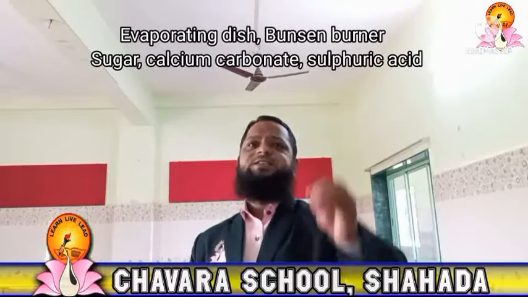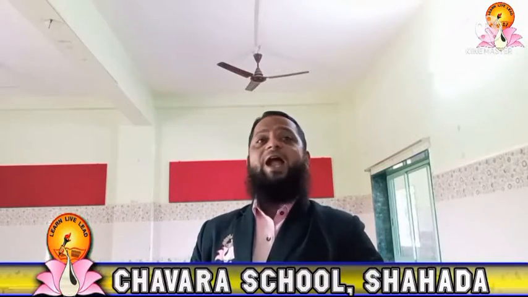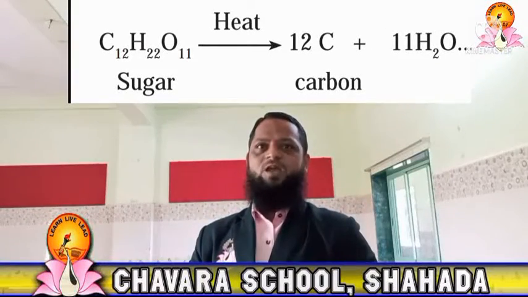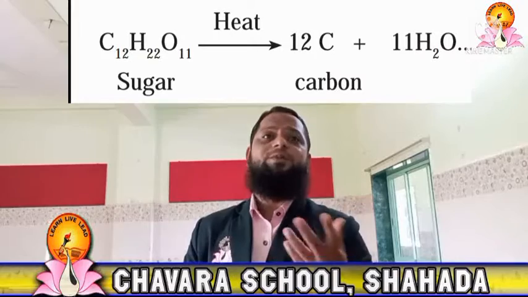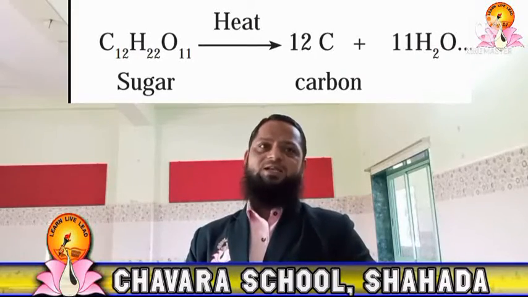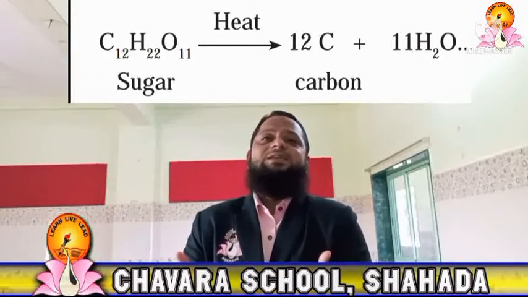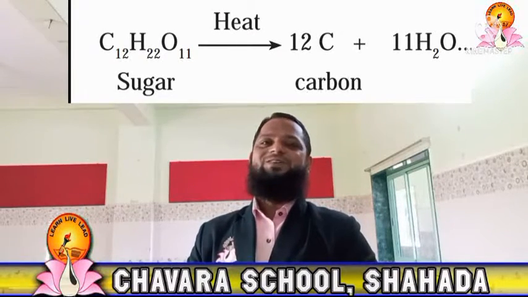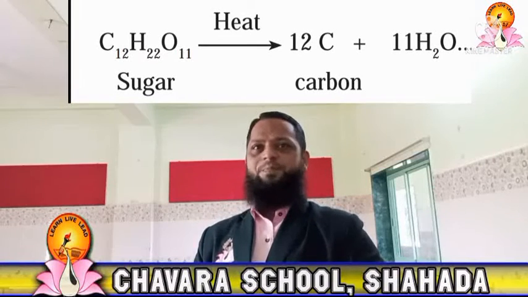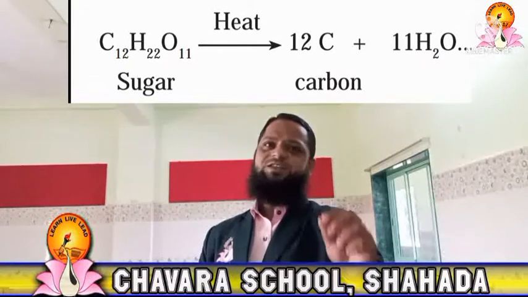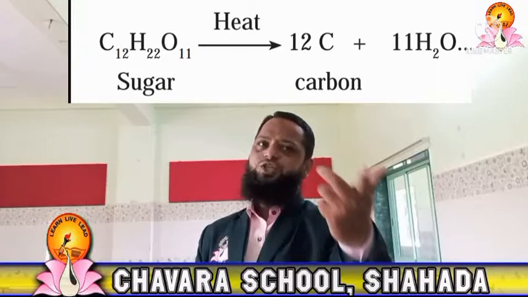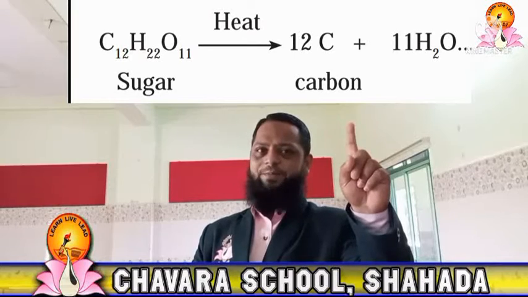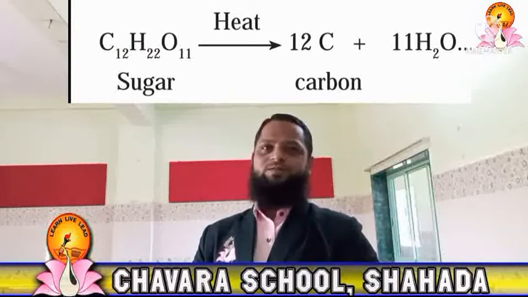Dear friends, take some sugar in an evaporating dish and heat it with the help of a burner. A very simple activity it is. After some time you will see the formation of a burnt black substance. Exactly what must have happened in this activity? So dear friends, if you are studying properly, you come to know that in this activity a single reactant, that is sugar, is divided into two substances. One is carbon and another one is water.